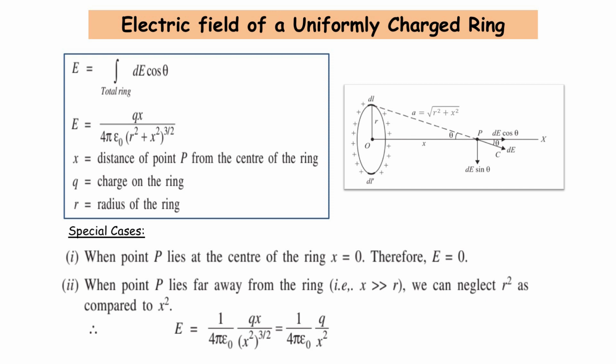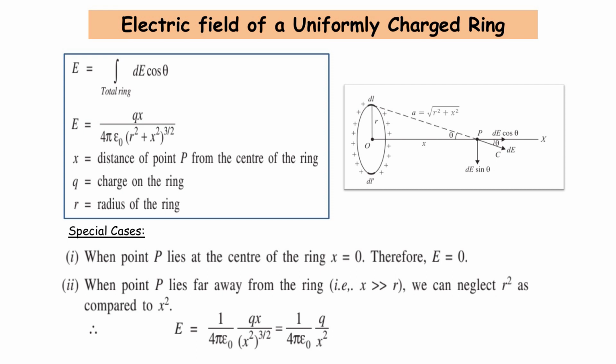Putting the value of dE, that is k q upon r square, where r square here is r square plus x square, and cos theta is x upon the square root of r square plus x square. Putting all these values, we get E is equal to q x upon 4 pi epsilon naught times (r square plus x square) to the power 3 by 2. What are the special cases?